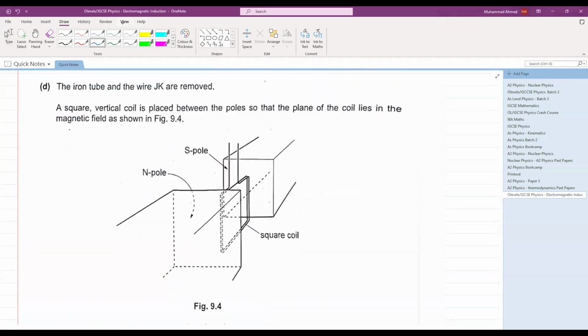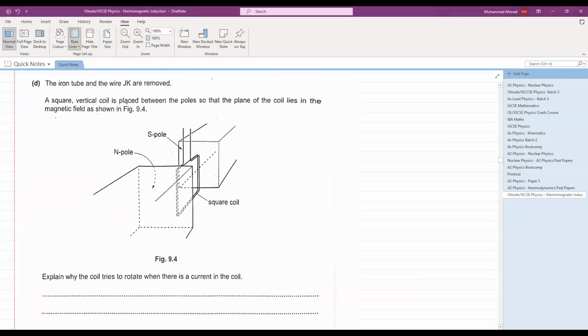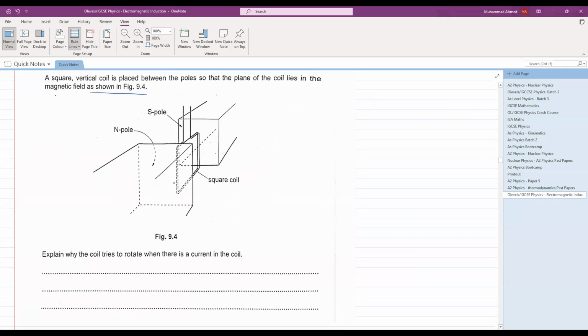The iron tube and the wire JK are removed. A square vertical coil is placed between the poles so that the plane of the coil lies in the magnetic field as shown in figure 9.4. Explain why the coil tries to rotate when there is a current in the coil. Why does the coil start to rotate when there is a current in the coil? So the top side of the coil experiences a force, and the bottom side experiences a force in the opposite direction.